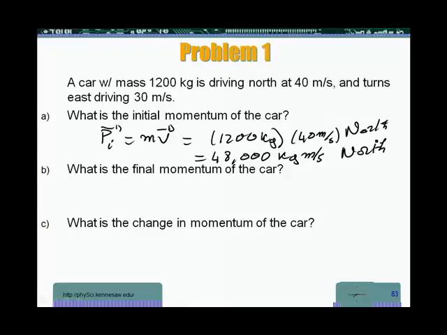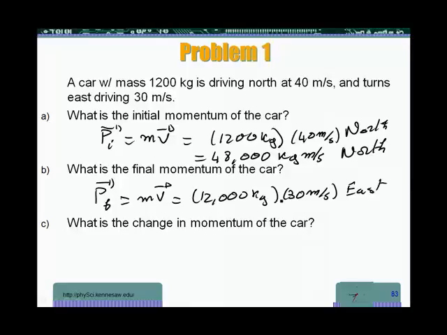What is the final momentum of the car? Final momentum of the car, again, mass times the velocity of the car. In this case, that's going to be 1200 kilograms times 30 meters per second east. Okay, now notice here that we are along the east, so 30 times 1200, so that's 36,000 kilogram meters per second east. Okay, this is very important. That's why I put the directions different.